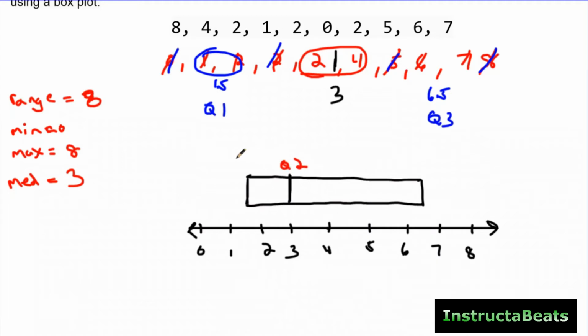So go ahead and label this box and whisker plot. This first line is going to be your first quartile, and then the end of your box is going to be your third quartile. So you can very clearly see your first, your second, and your third quartile.